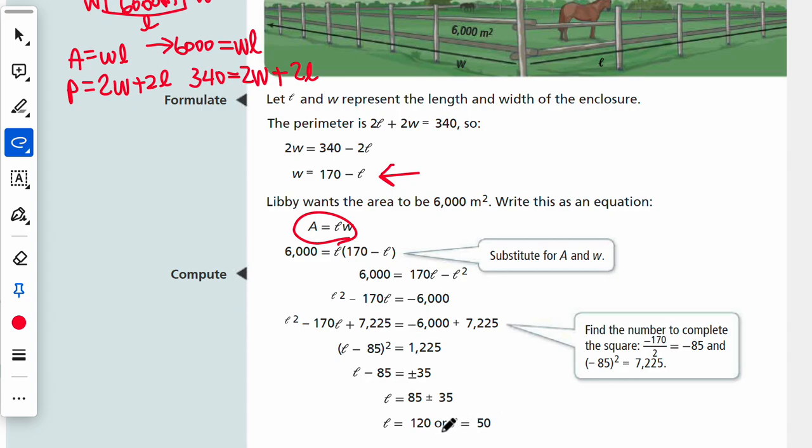But if the length is 120, your width is what? Your width is 170 minus 120. So that's 50. And if your length is 50, that means your width is 120, right? So it's saying the length could be 50 or 120, but by definition, we know that the width is the shorter side. So we know that width has to be 50 and the length has to be 120, right?